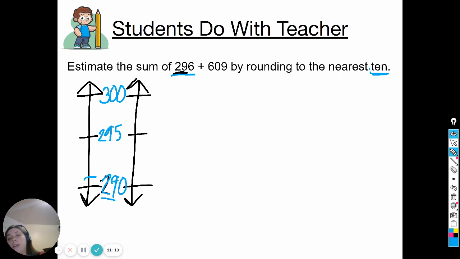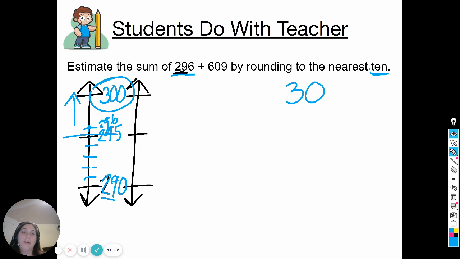290, 291, 292, 293, 294, 295, 296. Plot a point there. 296 is above halfway, which means we round up to this top number, which is 300. So over on the side of your whiteboard, I want you to start our addition equation by putting a 300. That's the first number we'll be adding.